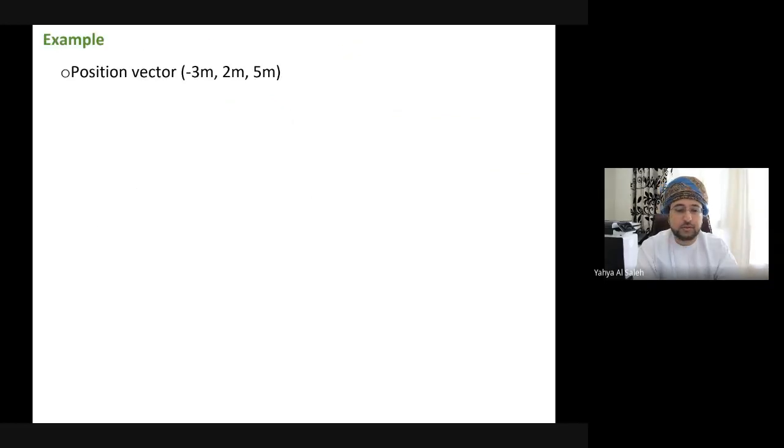Let's do an example. We have something at position vector -3, 2, 5, all in meters. Sohaib, is that no problem, or no, we have a problem? Okay, let's do the example. Maybe it will become clearer if that is no, there is a problem.